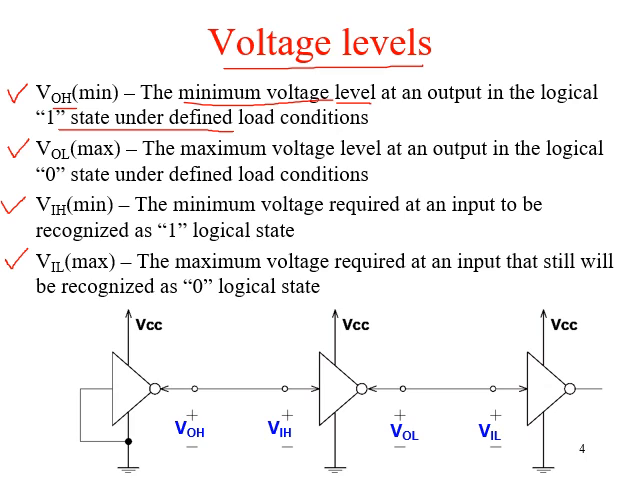Then we have VOL. What is VOL? It is the maximum voltage level at the output in the logic 0 state. See, when the output is 0, this is the maximum voltage level which can be there at the output. Then we have VIH. This is the minimum voltage required at the input, which can be recognized as a 1 state. And VIL is the maximum voltage at the input that is recognized as a 0 state. So by the name you can understand: O is referring to the output side, I is referring to the input side, L is referring to the logical state when you are taking it as 0, and H is referring to the logical state when you are taking it as 1. So these are the voltage levels mentioned in the data sheet.